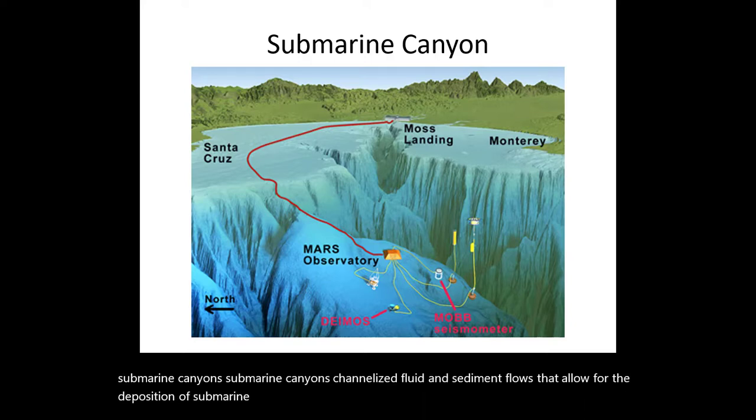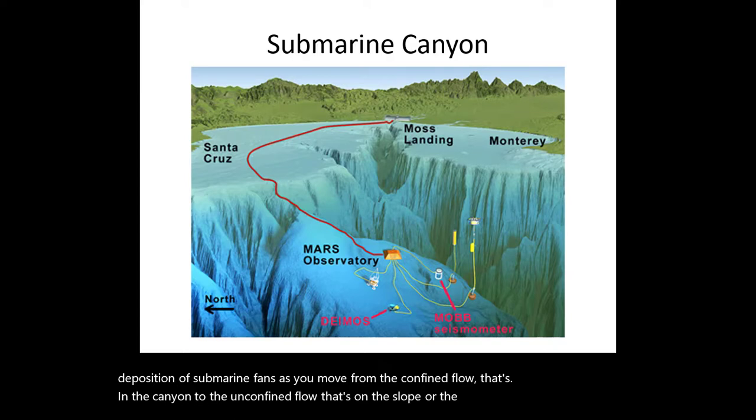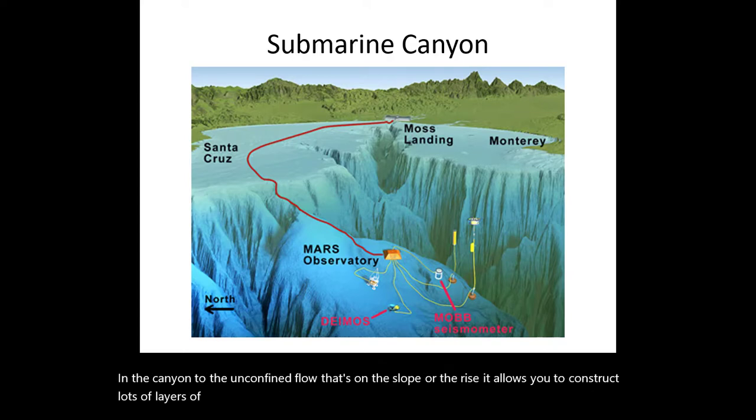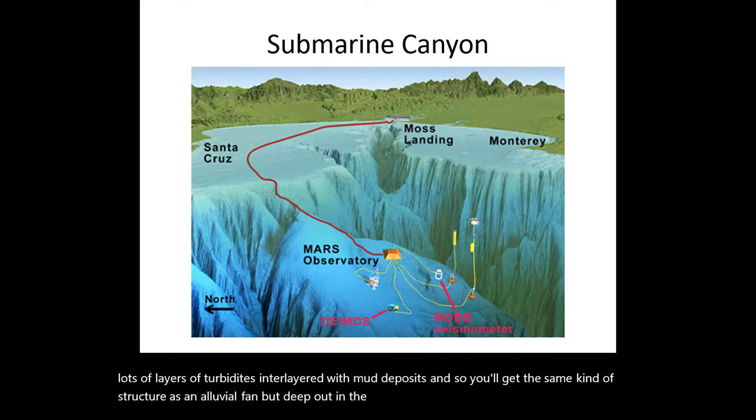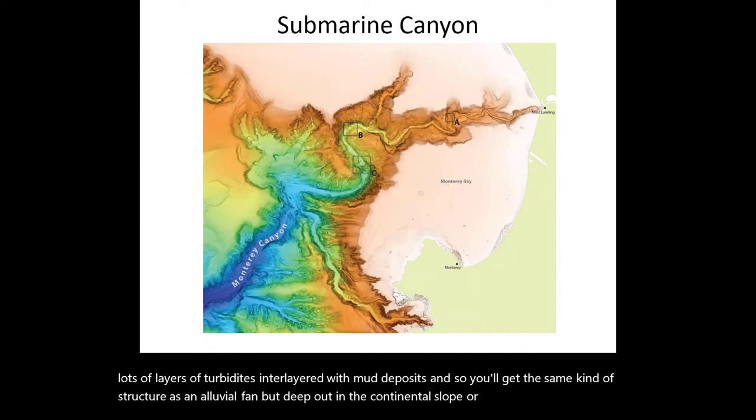As you move from the confined flow that's in the canyon to the unconfined flow that's on the slope or the rise, it allows you to construct lots of layers of turbidites interlayered with mud deposits, and so you'll get the same kind of structure as an alluvial fan, but deep out in the continental slope or continental rise.